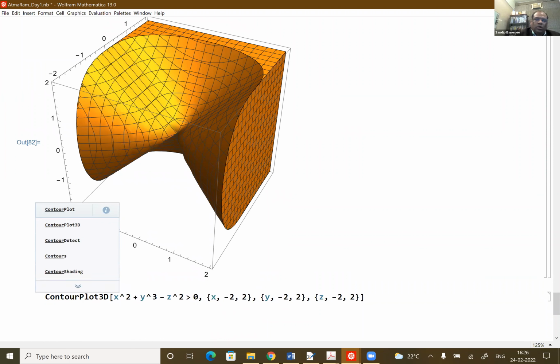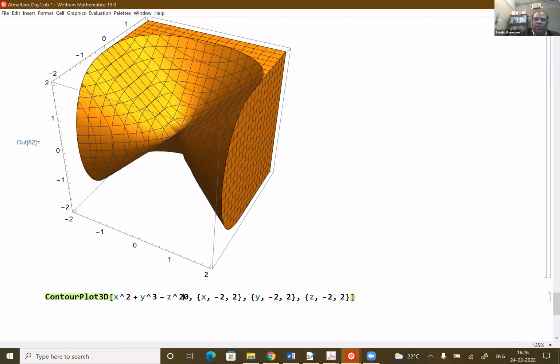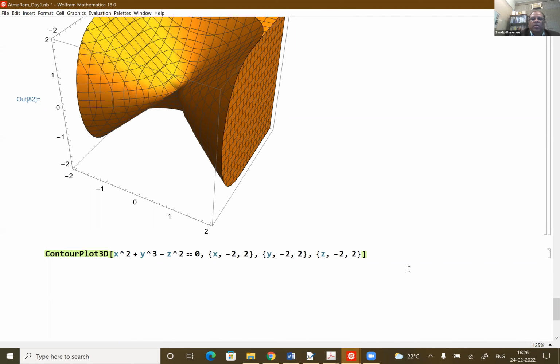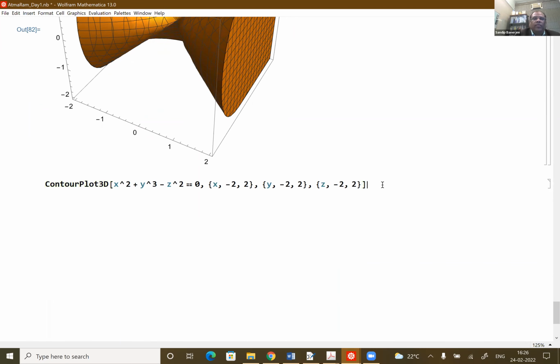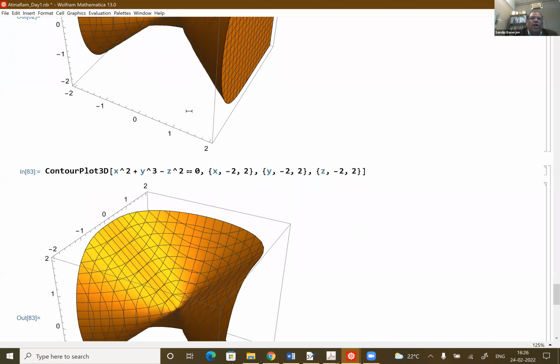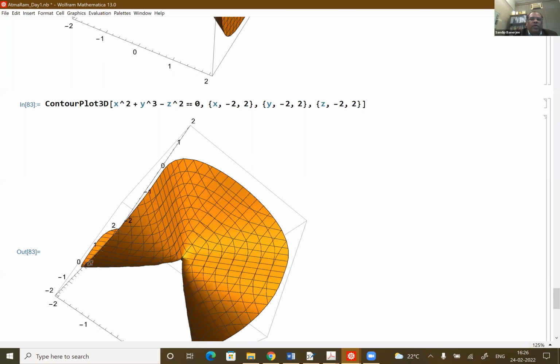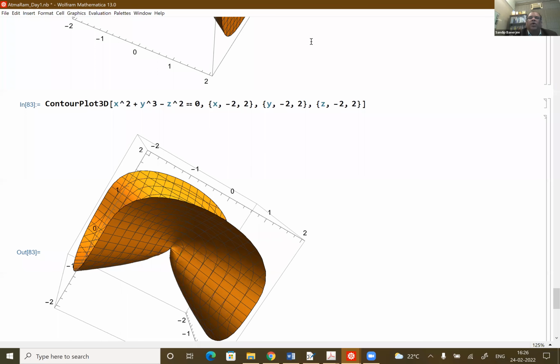Contour plot 3D. And when you put an equal to, make sure you put 2 equal to's. That is important, not single. So now it gives you for the equality. So if you want the inequality one, here you can rotate and you can check which is your good view, and so on.